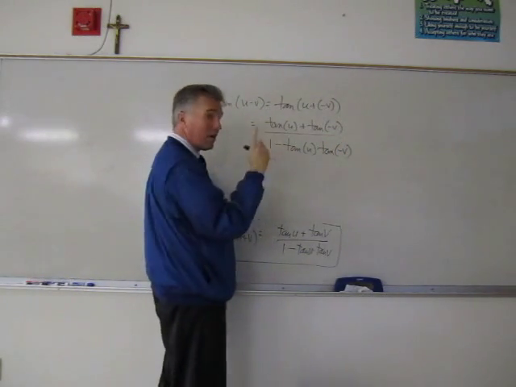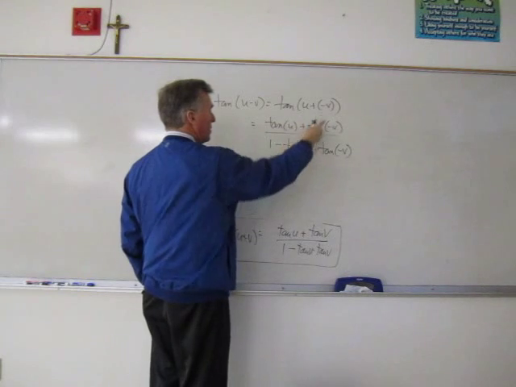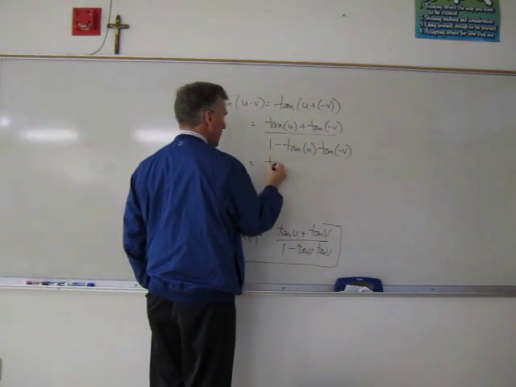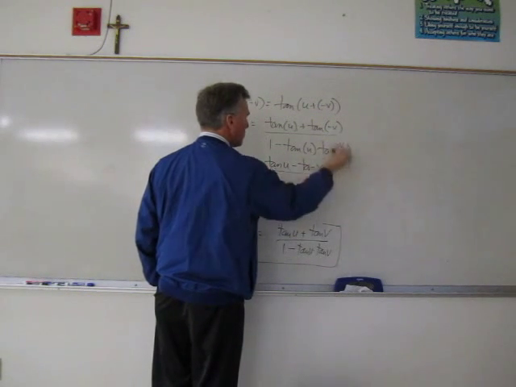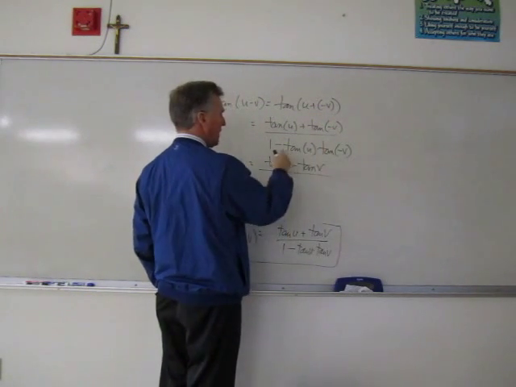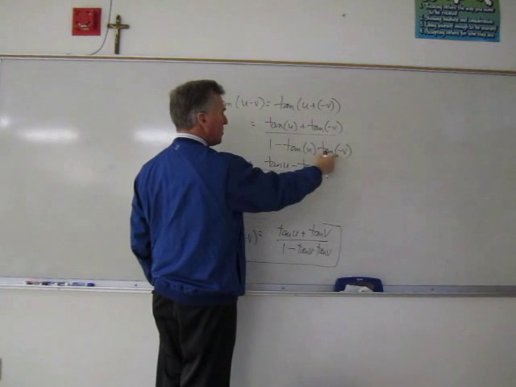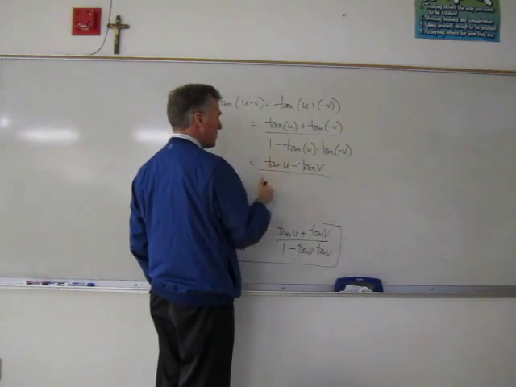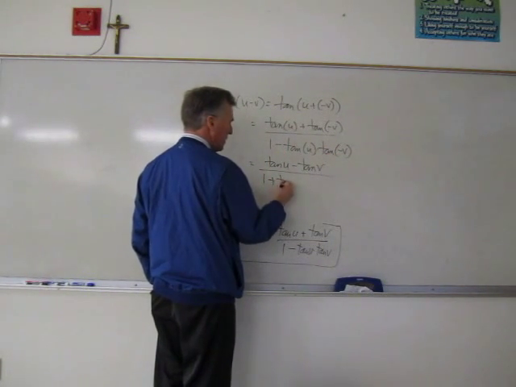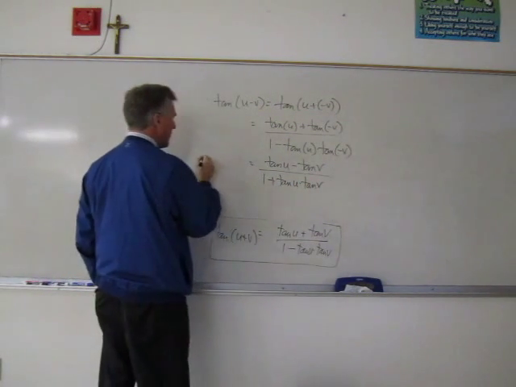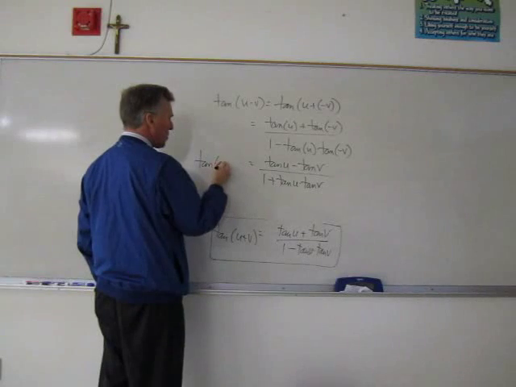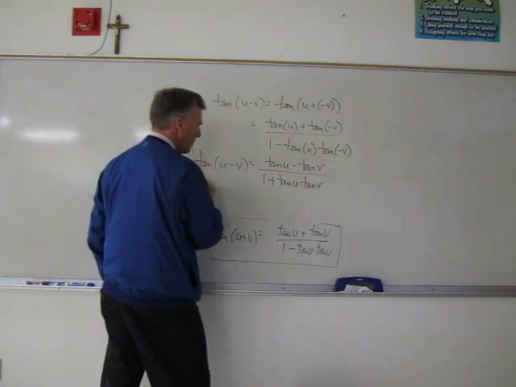And now using our negative angle identities, the negative sign goes out front, so I get tangent of u minus tangent of v, since tangent of opposite angles are opposites. And down below, the negative sign here, using the negative angle identity, converts this sign into a positive. And I derive my last addition subtraction formula.